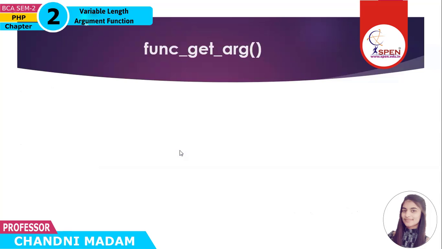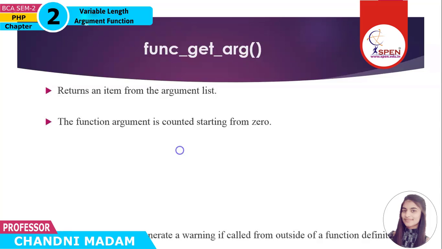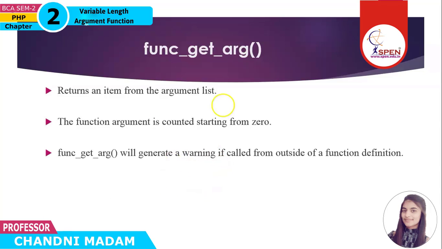So the next is func_get_arg. This function allows you to get the value of a particular argument passed to our user defined function. This function counts arguments starting from the 0th location. This function will give a warning if it is used outside a function definition. Here is the syntax. Here we pass an integer value, the location from which we want to retrieve the item.